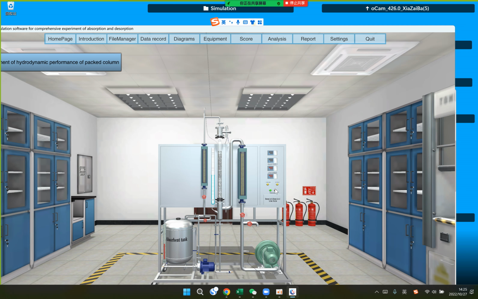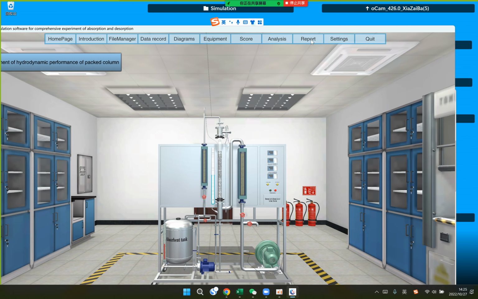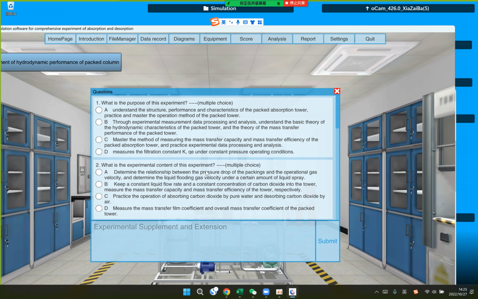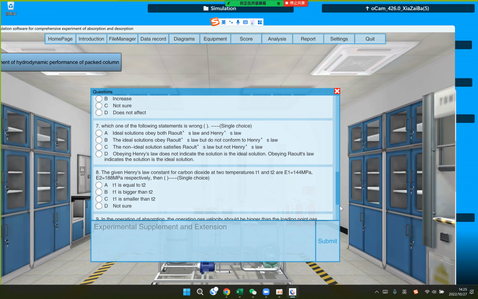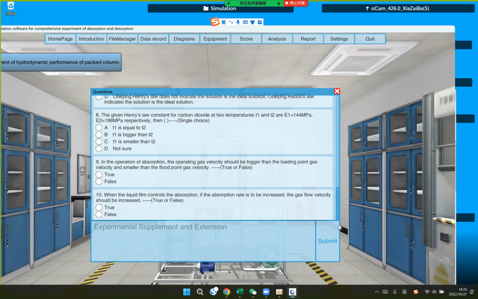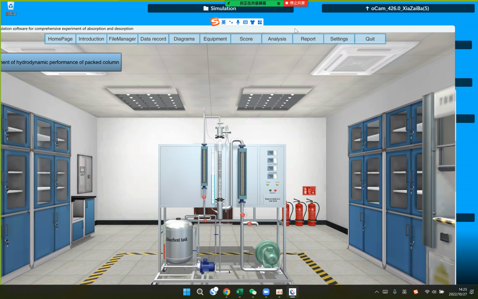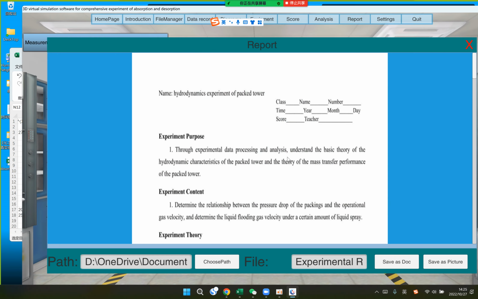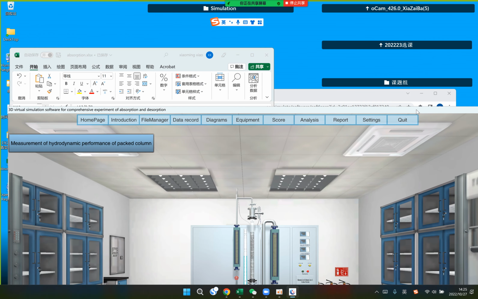Okay, then finish the experiment, and after that you have to answer some questions in the analysis part, or maybe I think these questions are the same as for the other one. I'm not sure. Okay, answer the questions for this part, and then generate a report for the experiment here.